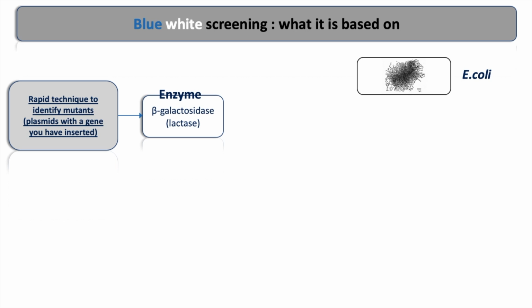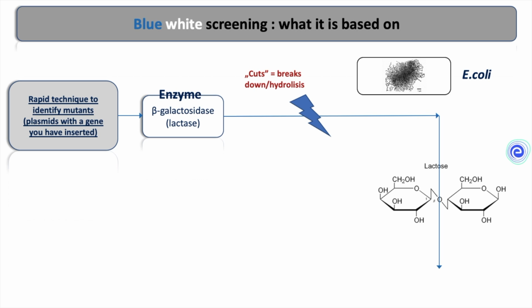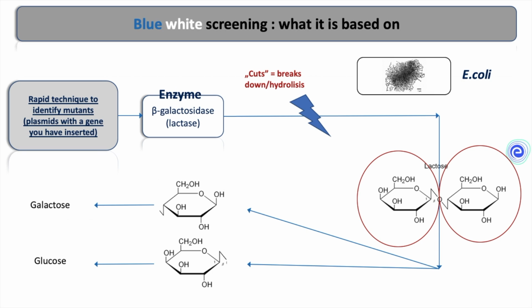Blue-white screening is a rapid technique to identify mutants, which are basically plasmids with a gene you have inserted. So it's a selection technique. The whole technique is based on a particular enzyme, which is called beta-galactosidase or lactase. Under certain conditions, E. coli synthesizes, so makes, this protein, which breaks down through hydrolysis a molecule of lactose into its two main constituents, one galactose and one glucose.